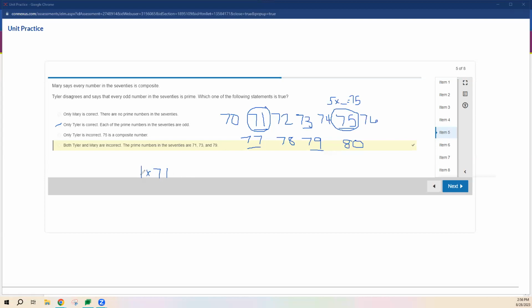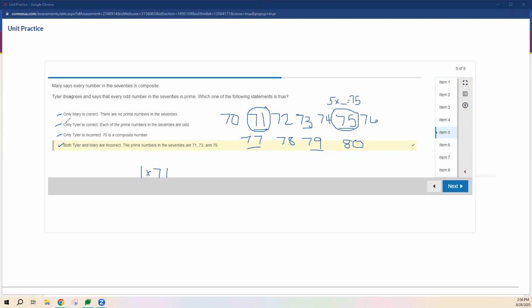And if 71 is a prime number, Mary is not correct, and Tyler is not correct. Because if only Tyler is incorrect, that means Mary is correct, right? So that means that they're both wrong.